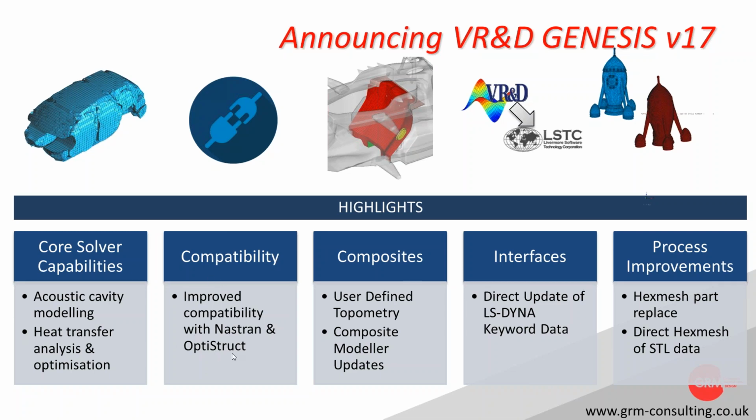Compatibility has been a focus, to allow people, when they're just doing analyses, to take models from other decks and run them. And then composites has been some incremental tidy up of some of our OptiStruct pre and post. And then we have this new user-defined topology process. Interfaces, we've revised some of the update steps for LS-DYNA, and we'll go through that in some detail. And then we've got our process improvements with some of the HexMesh model build and part replacements that I mentioned as the fast workflow processes.